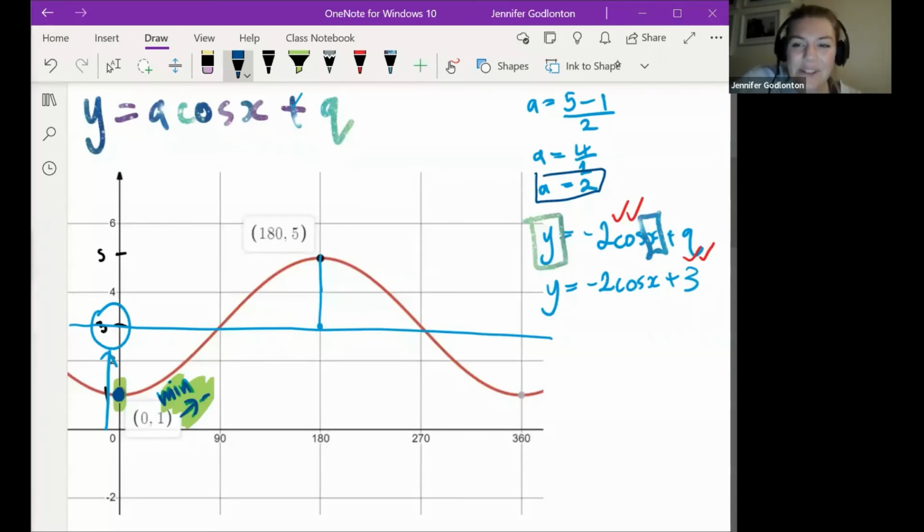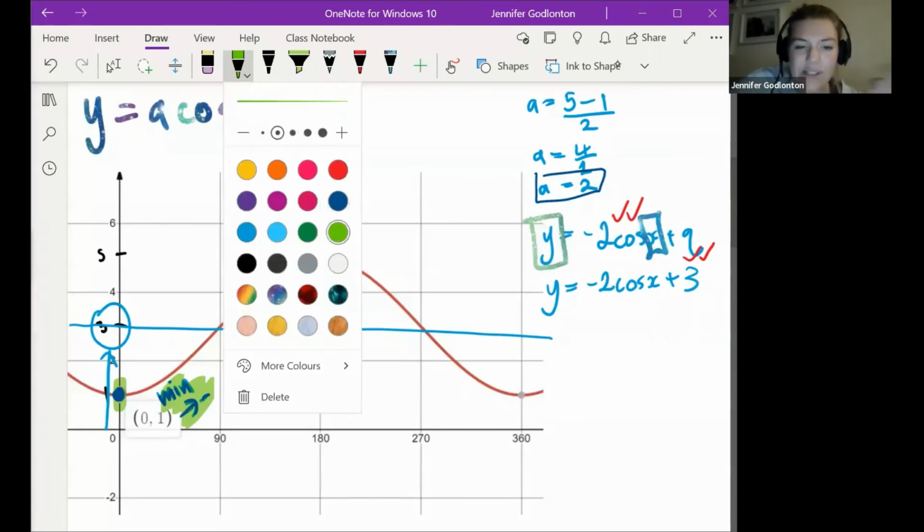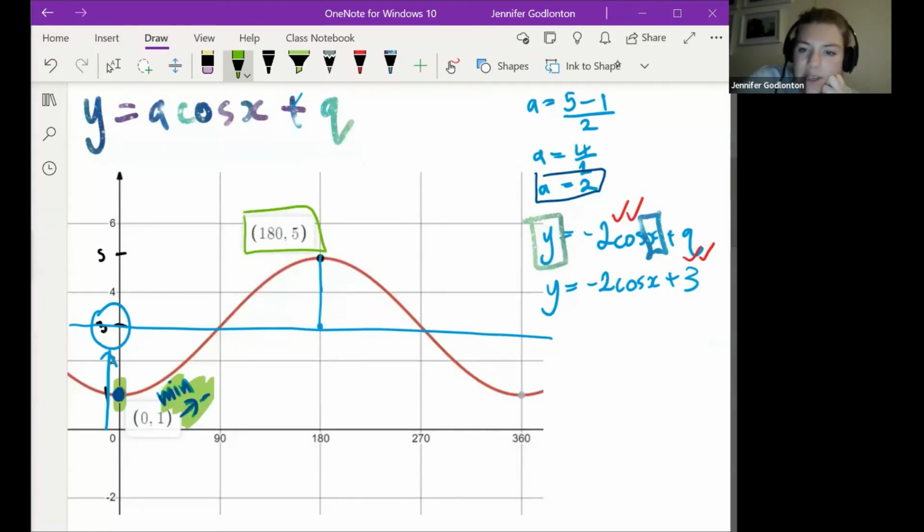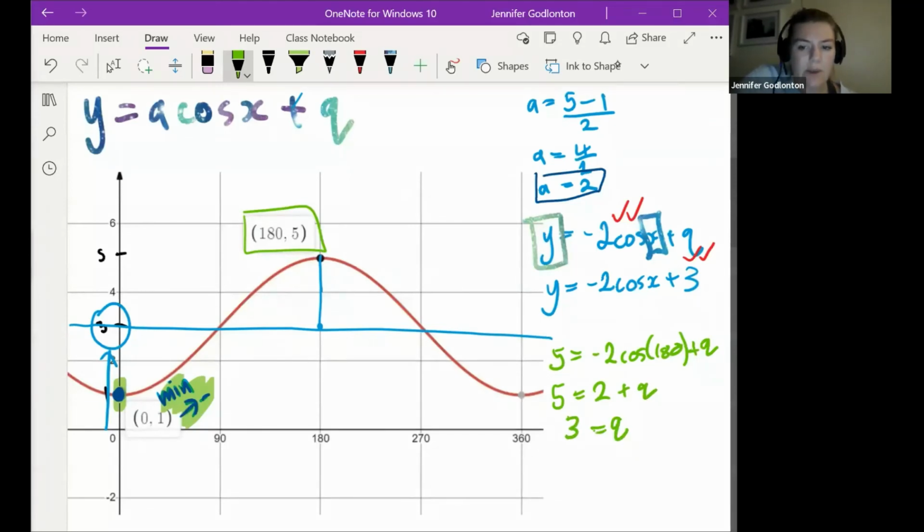So next thing is, if you didn't do it this way, if you did it by subbing in, choose any set of coordinates. Let's say we chose these 2 over here. Okay, so my y value is 5, my x value is 180, and I'm plusing 3. So let's chuck that into our calculator. -2 times cos, and in brackets 180, that's going to give me 2. So I'm going to have 5 is equal to 2 plus, oh, why have I written this 3? Q, which means Q is equal to 3, and we get to the same place. Okay, so do whichever one you feel comfortable with.